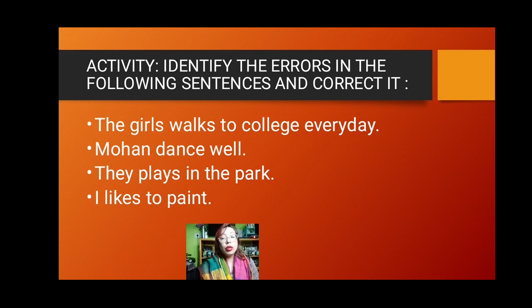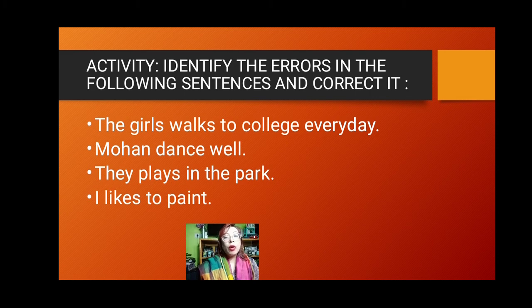Now students, in all the four sentences, what do you find? There is an error or a grammatical mistake. There is a disagreement of the subject and the verb. The first sentence, girls and walks, right? Girls is plural. That is, the noun is plural, whereas the verb there is singular, right? I should emphasize that for a singular noun, to turn it into a plural, we add s, es, ies, ves, right? But that is the opposite case with verbs.